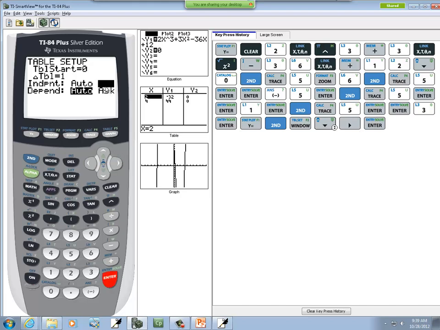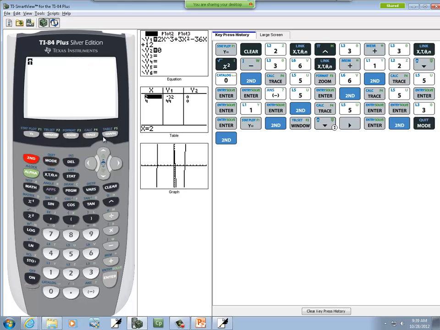So it should look like this now. Then we'll do second mode, exit out, and then we'll go into table mode. So we'll do second graph. And you may or may not have numbers here. If you have numbers, you can delete them.